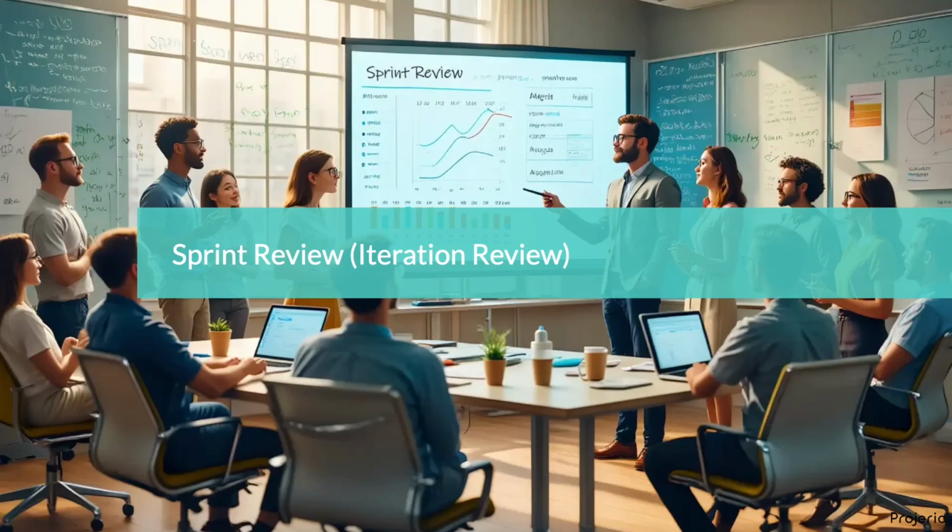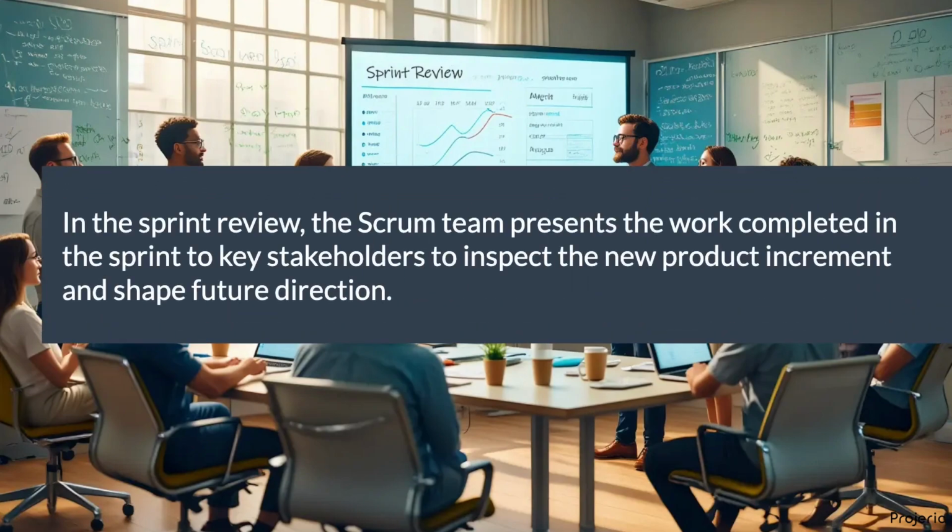When the sprint execution is complete, it is time to conduct the sprint review meeting. In the sprint review, the Scrum team presents the work completed in the sprint to key stakeholders to inspect the new product increment and shape future direction. A sprint review may be referred to as iteration review for teams using other agile frameworks.